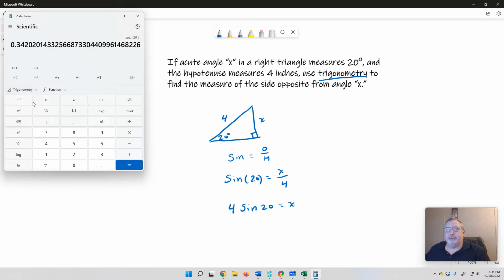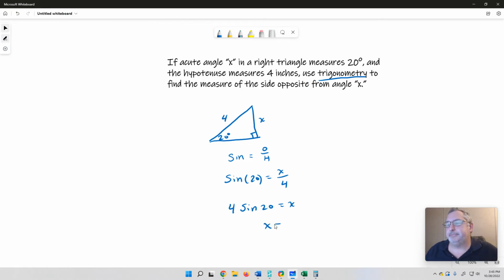So sine of 20 times 4. And that gives me 1.37. And so that's that first problem. So if you get 1.37, you're good.